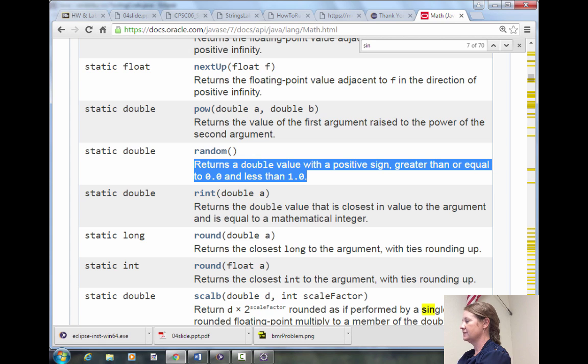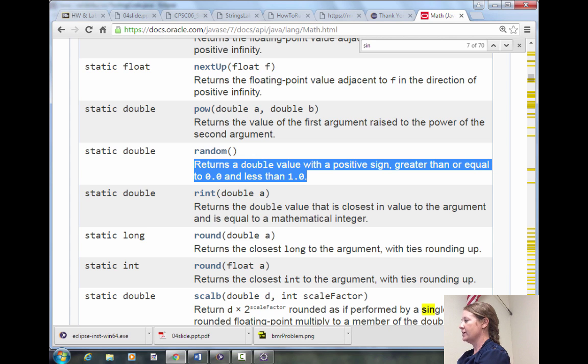Okay, so once I make it a double, then it can store that double number, and I can show you when I run this code that it does give me a very small number between 0 and 1. It just has a lot of digits.